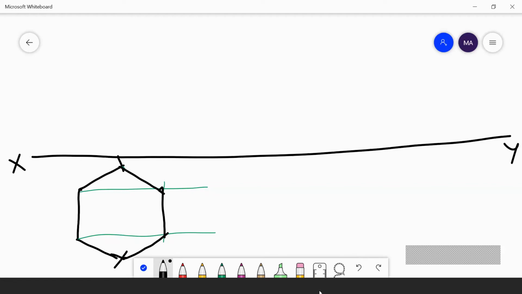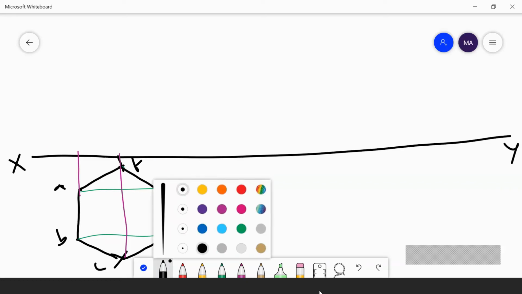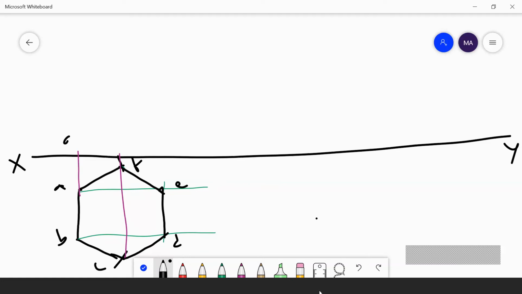Is it clear? You can consider any point. I am considering it as A, B, C, D, E, F. Understand? Then I am projecting upward. Then this one will be A dash, B dash, E dash, F dash, D dash, E dash.